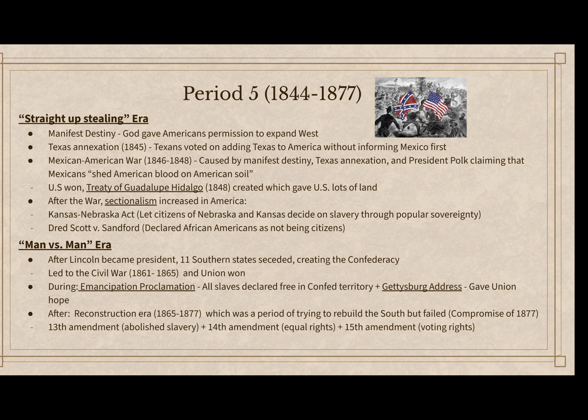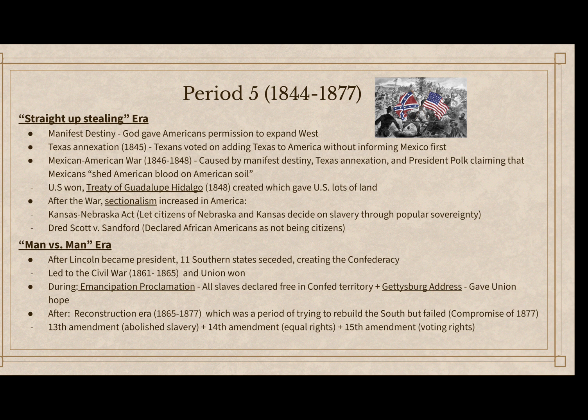The outcome of the Mexican-American War was that the U.S. won, and the Treaty of Guadalupe Hidalgo was created, which gave the U.S. a lot of land from Mexico. What also happened after the Mexican-American War was that sectionalism actually increased in America, with the Kansas-Nebraska Act, for example, which let citizens of Nebraska and Kansas decide on slavery through popular sovereignty. This was an issue because not only did it repeal the Missouri Compromise, it also just acted as a band-aid to a very large conflict of anti-slavery and pro-slavery.